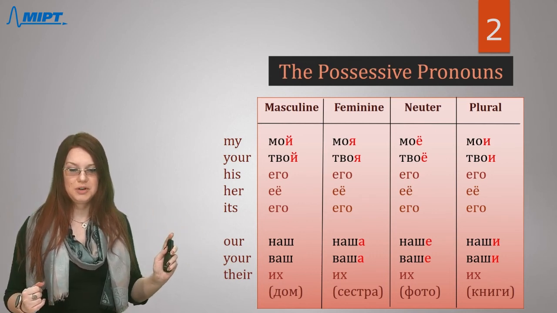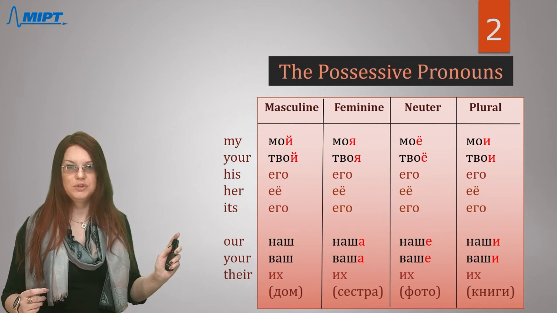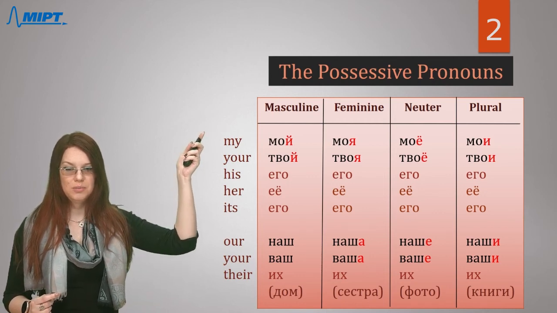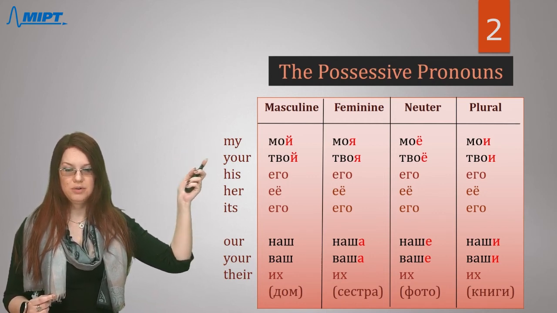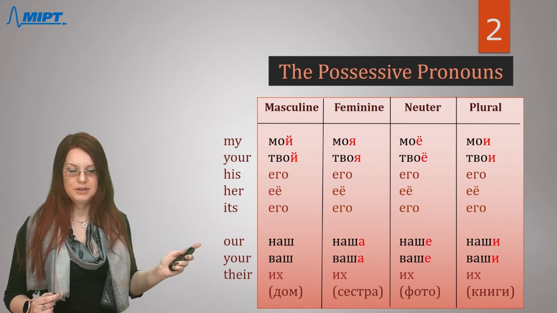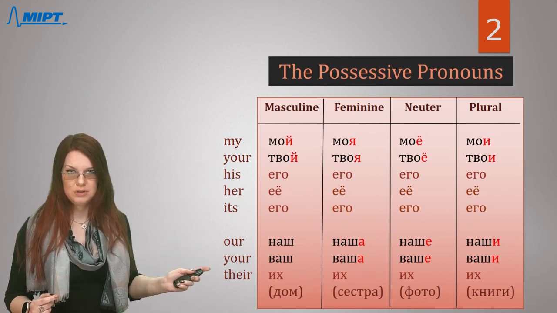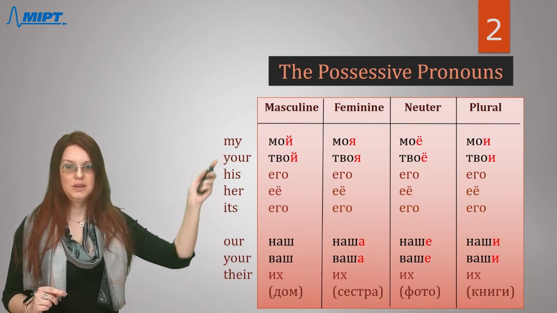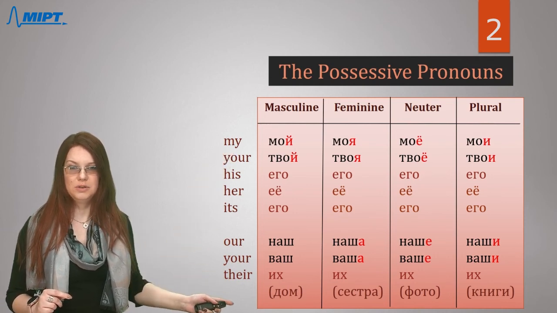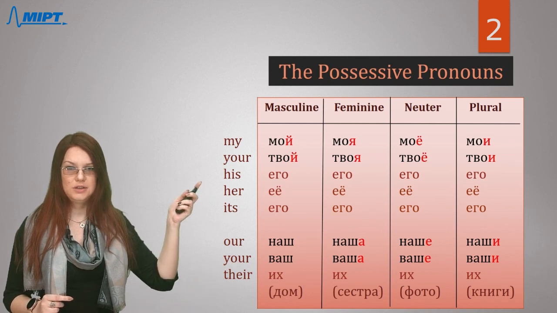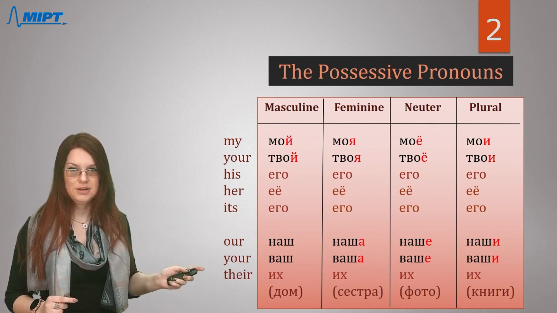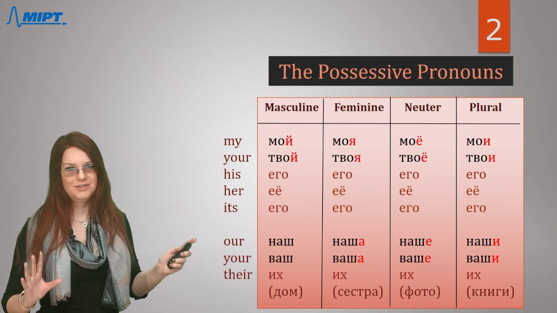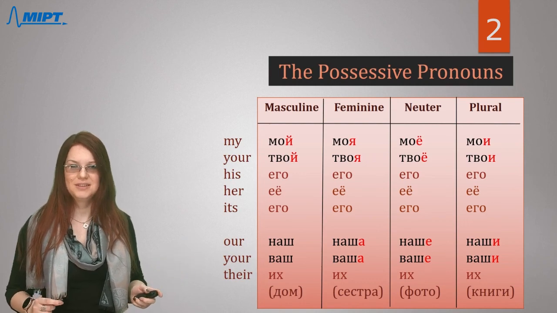You need to memorize actually only 4 different forms for my, your, our, and your for plural. You need to memorize these forms. I mean, they should be transformed depending on gender of noun. And его, её, их, they don't change. Just memorize these 3 words.